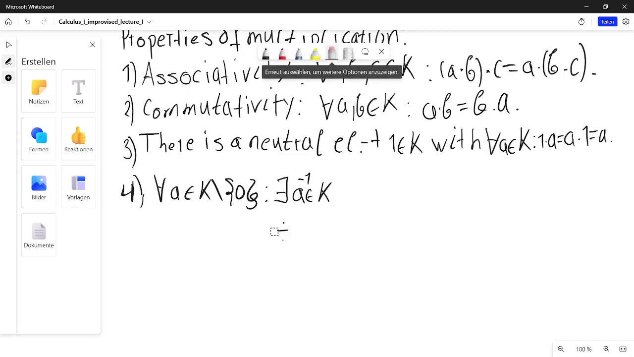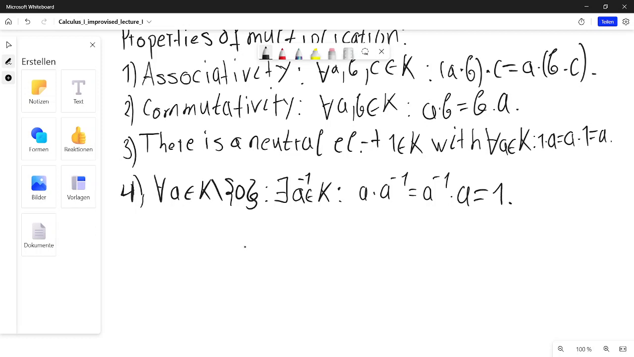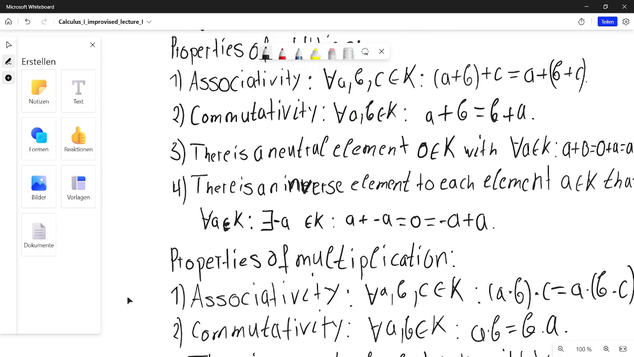Okay, I mean this horizontal line for a fraction. Okay, so there exists a to the power minus 1. Okay, and this is just notation again. But of course, what does it do? Well, what could it do? Commutativity, and that has to be 1. Okay, and now we have this set of properties. You should already notice something.